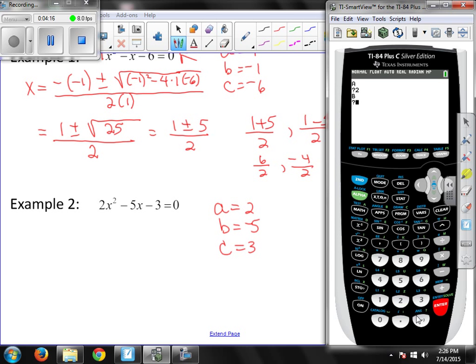2 for a, negative 5 for b, and c, I'm sorry, that was a negative 3. We have to watch our signs. Negative 3. Okay, so my two solutions are 3 and negative 0.5. If you hit enter one more time, it will give me the answer in rational number form. 3 and negative 1/2.